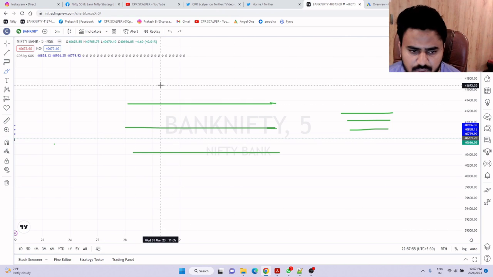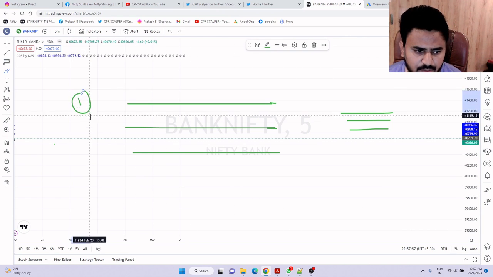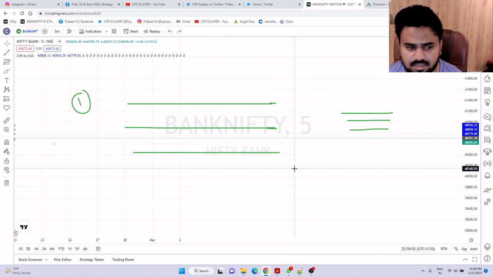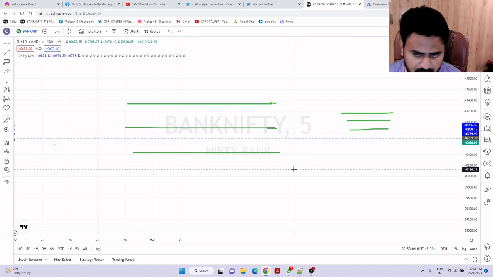So that is one scenario. We get to know the trend of the market by having a CPR on our chart. That's an advantage for option buyers and option sellers both.